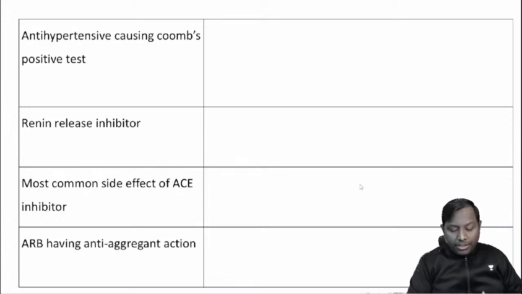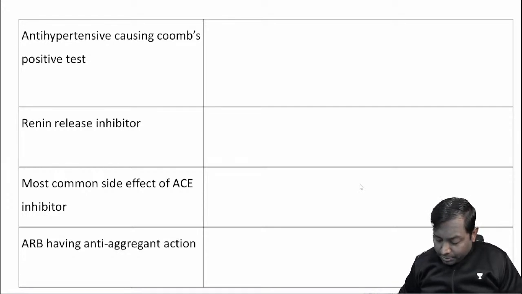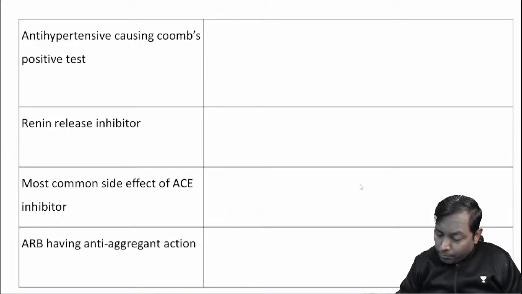Then, can you tell me what is the antihypertensive drug that is causing a Coombs positive test? Coombs positive. Antihypertensive drug that is causing Coombs positive? Anyone? This is one of the PYQs, it has been asked in the past.